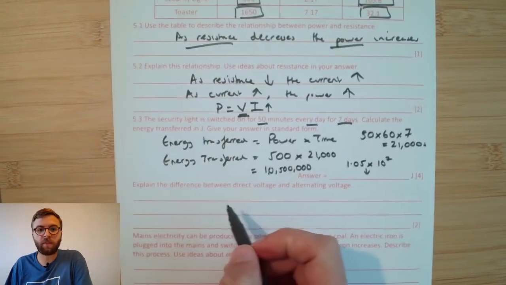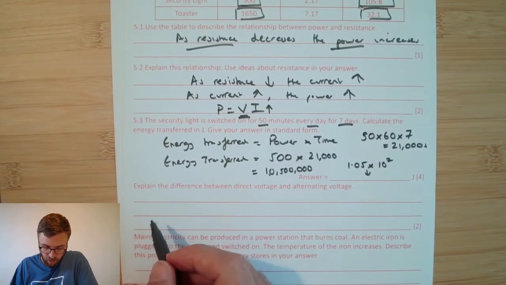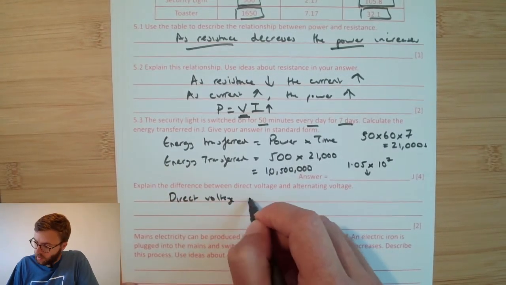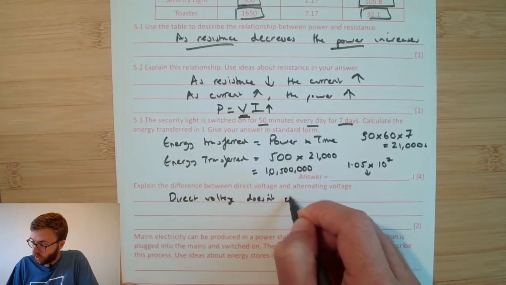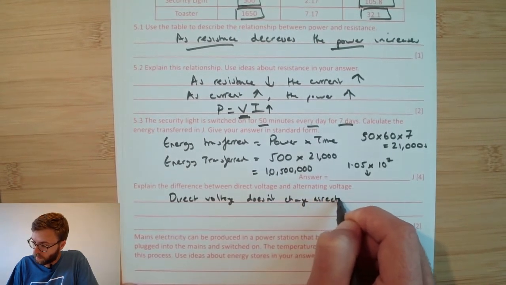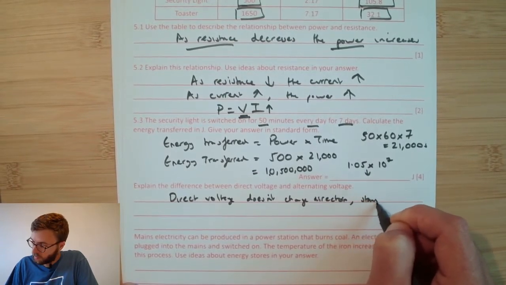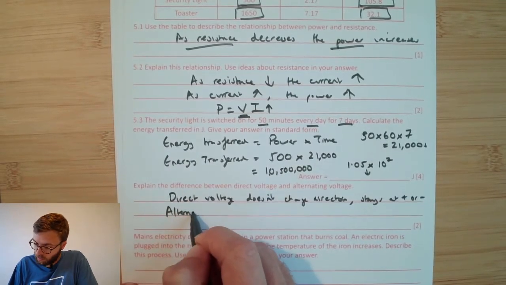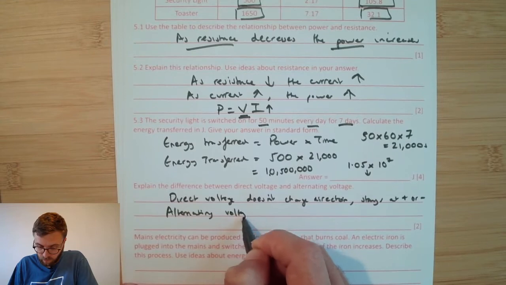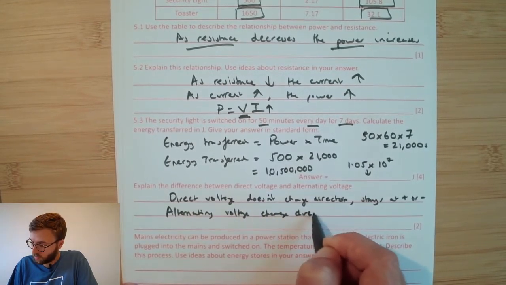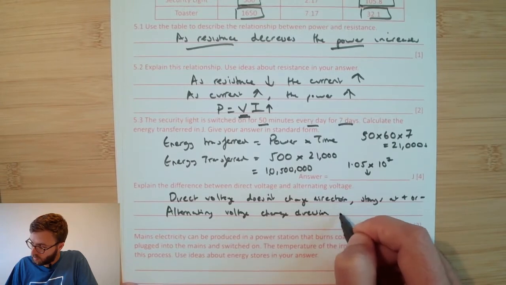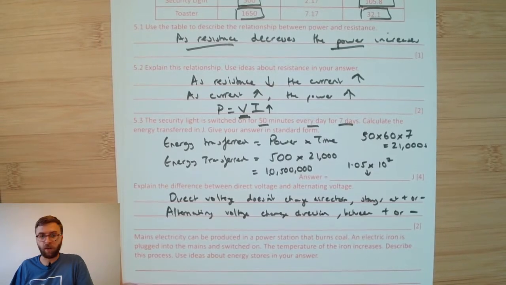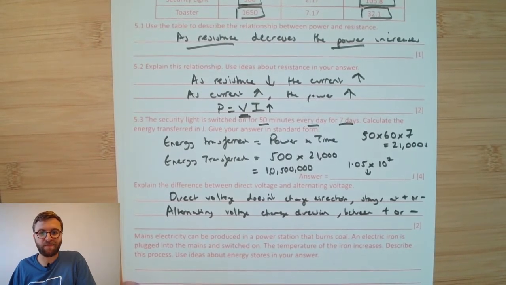Okay, our next question, we need to explain the difference between direct voltage and alternating voltage. So in direct voltage, it does not change, the current doesn't change direction. So it stays either at the positive or the negative. And in alternating voltage, it does change direction between positive and negative. Again, exam tip, have better handwriting than me.